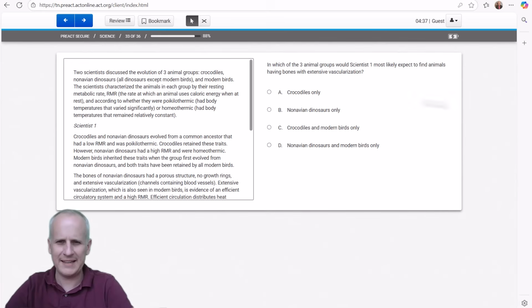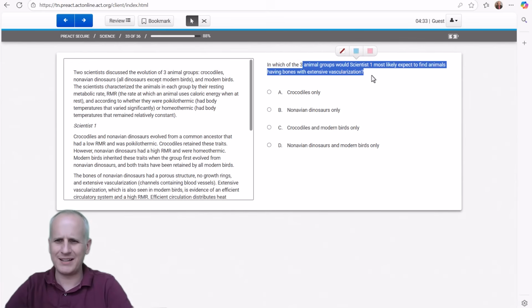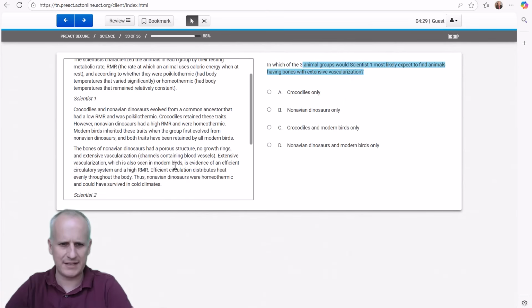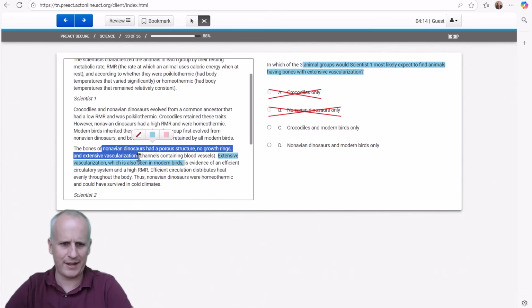Then, in which of the three animal groups would scientist one most likely expect to find animals having bones with extensive vascularization? Extensive vascularization is seen in modern birds, so we can eliminate answer choices that do not have modern birds. And we know that non-avian dinosaurs also had this extensive vascularization, so that's going to allow us to change back to our pointer and select choice D.